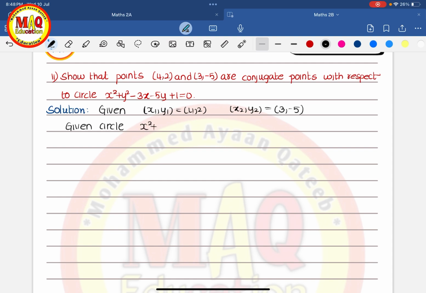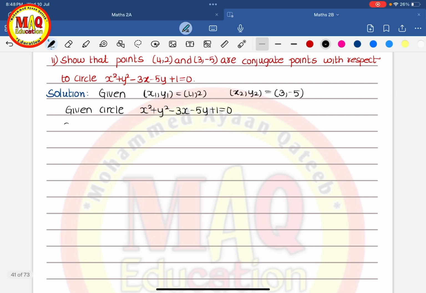Given circle is x² + y² - 3x - 5y + 1 = 0. In the question, it is given that we should show that they are conjugate points. The condition is S12 = 0. S12 notation for the general equation of circle is x1x2 + y1y2 + g(x1 + x2) + f(y1 + y2) + c = 0. This is the S12 notation for the general equation.